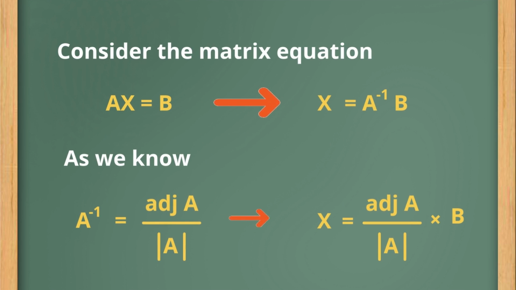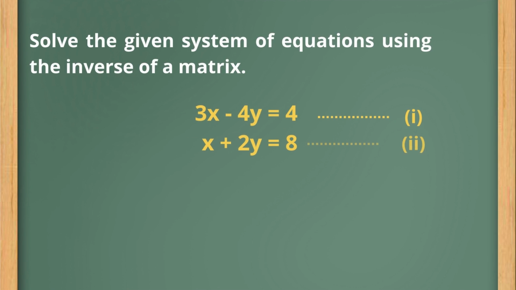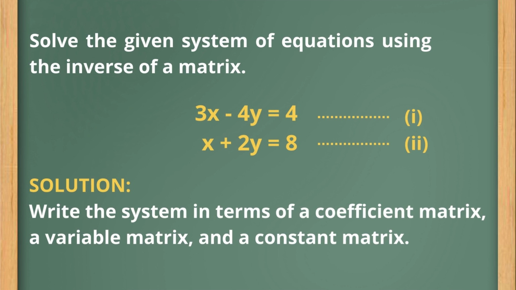Consider the matrix equation AX equals B. If we take A to the other side of the equal sign, it will become X equals A inverse multiplied by B, as we know that A inverse is equal to the adjoint of A divided by the determinant of A. So, the above equation will become X equals the adjoint of A divided by the determinant of A, multiplied by B. Now we will solve the given system of equations using the matrix inversion method.